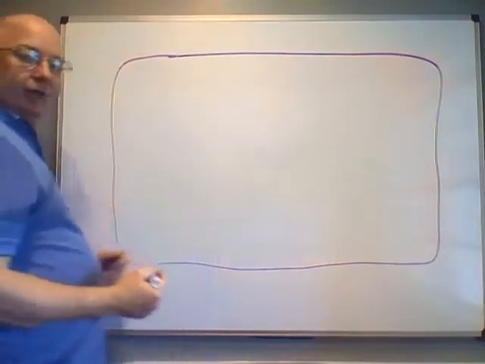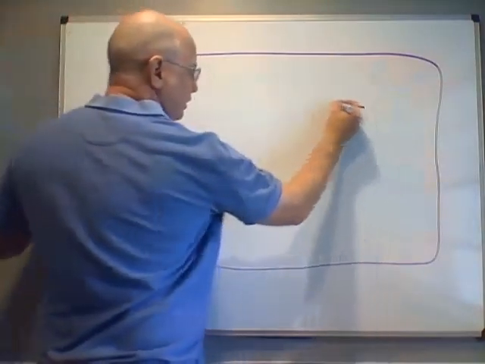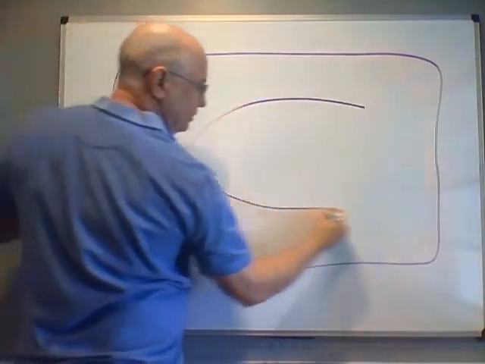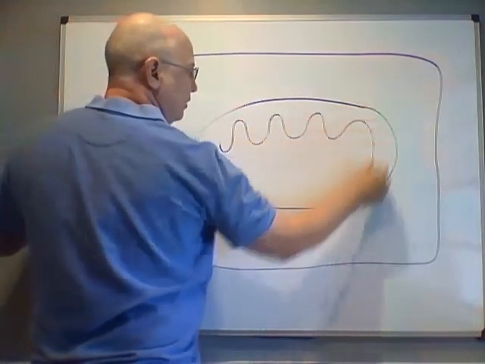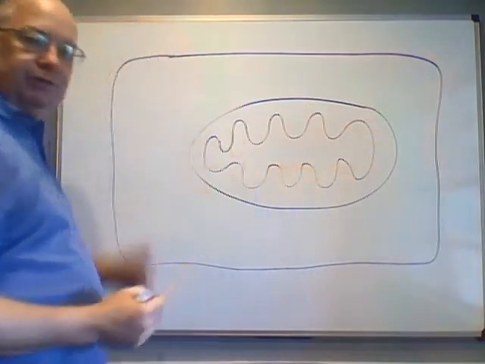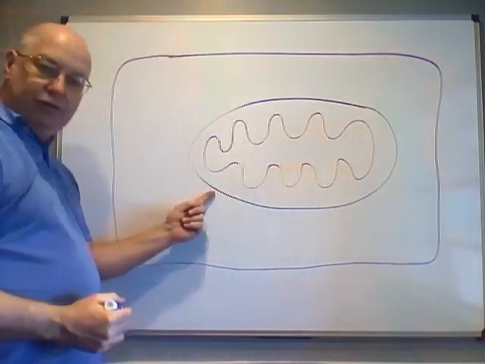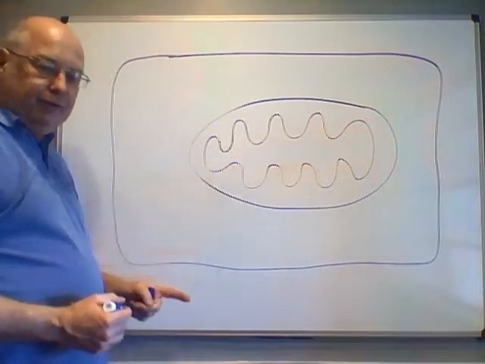And in my cell, I'm going to draw one giant organelle. That one giant organelle is going to be a mitochondrion. It turns out that mitochondria have two membranes, two lipid bilayers. There's an outer mitochondrial membrane and an inner mitochondrial membrane.